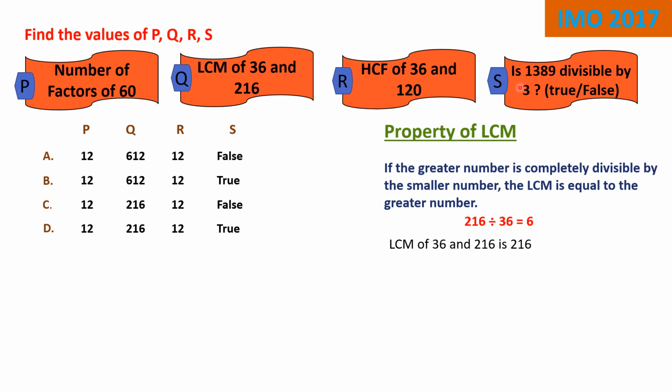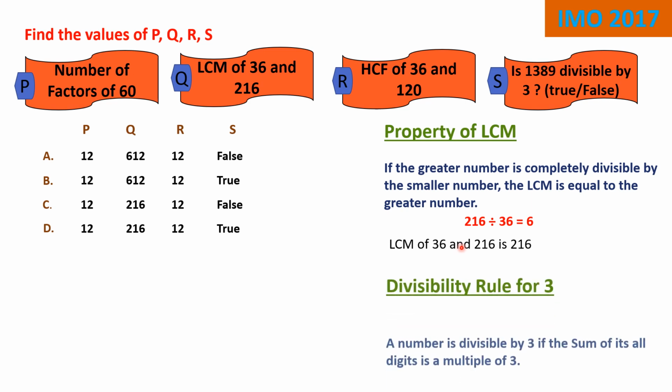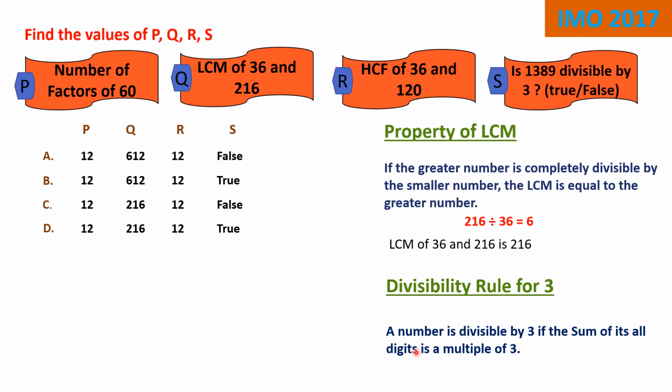Here we need to check is 1389 divisible by 3. If it is divisible, the answer will be true, and if not, the answer will be false. Here comes the divisibility rule for 3. It says a number is divisible by 3 if the sum of its all digits is a multiple of 3. Let's check.